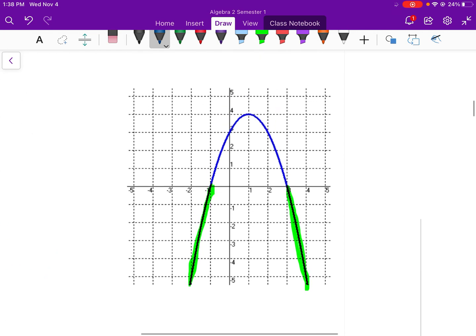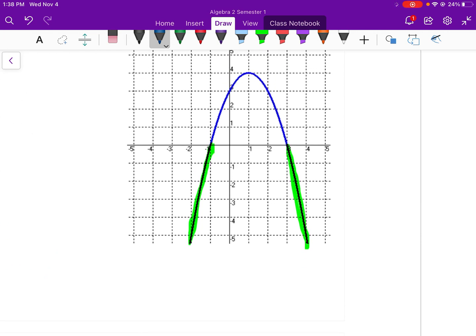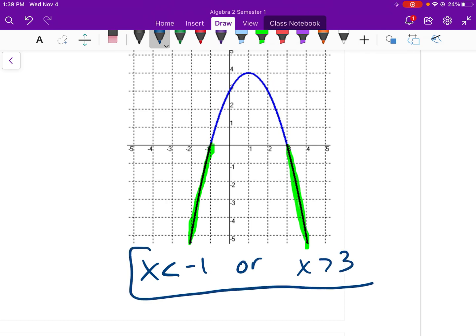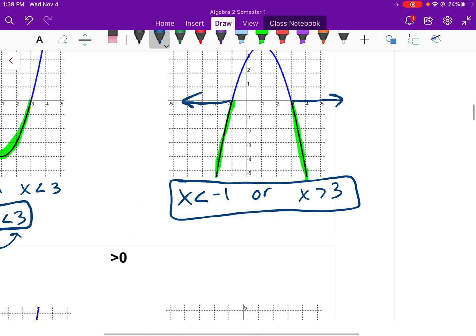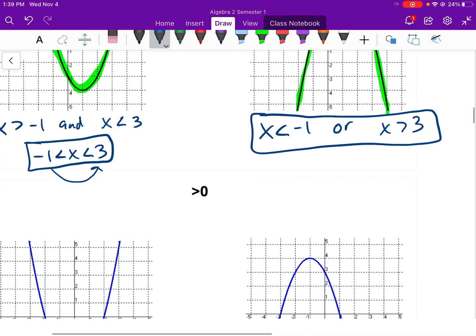Now, when we look at situations where they're separated like that, in this case, x has to be less than -1, or x has to be greater than 3. This one is the only way we can write that statement. It's this or this, nowhere in between. So x is less than -1, or x has to be greater than 3 in order to be less than 0.